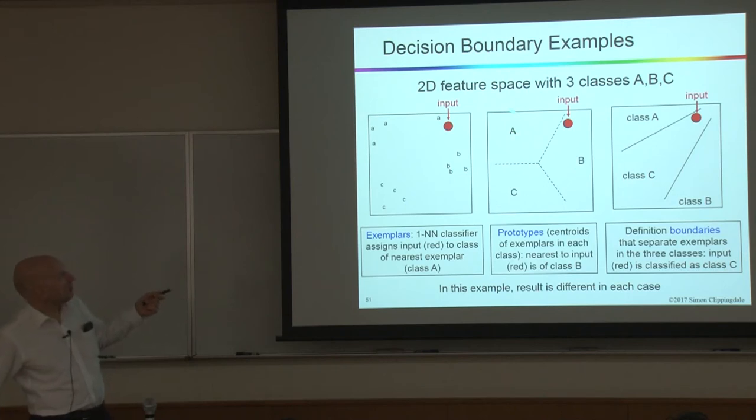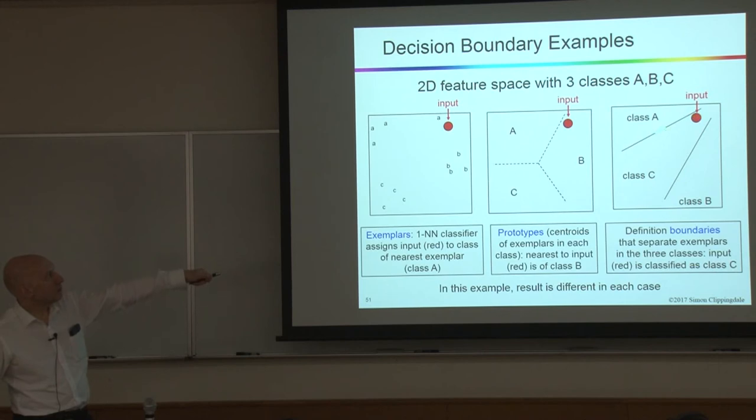Here's an example where, instead of looking at the individual training data, we've replaced that with a prototype for each of these three classes. This big A here is roughly at the center of gravity of these four A's here. This B is at the centroid of these B's, and this C is at the centroid of these C's. We could then ask which of these centroids is closest to our input vector. In this case, it's going to be B.